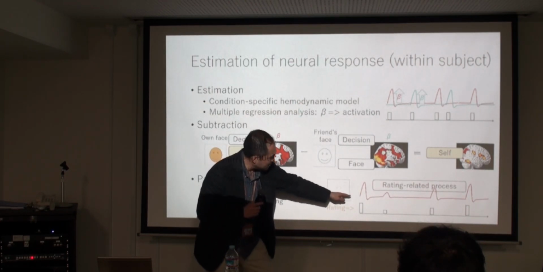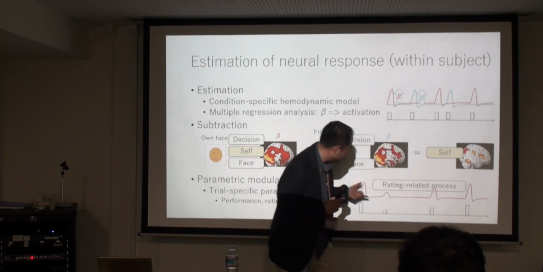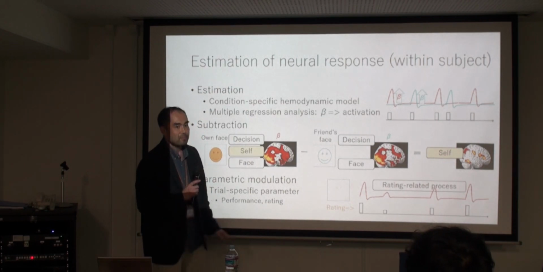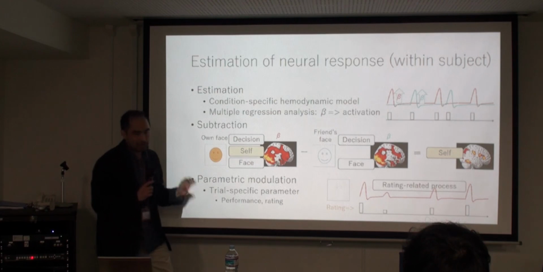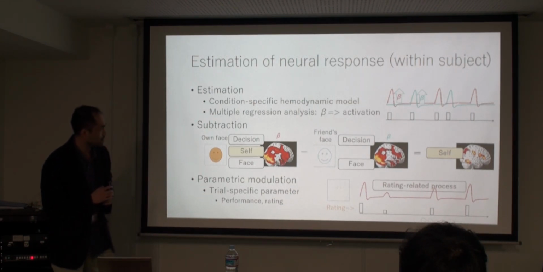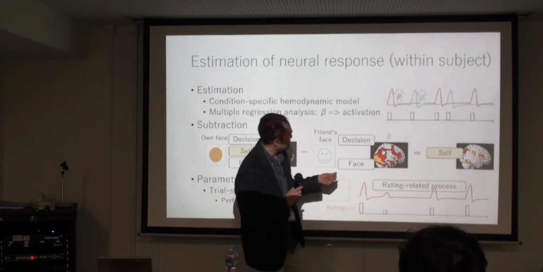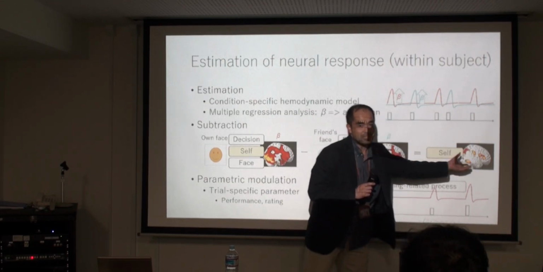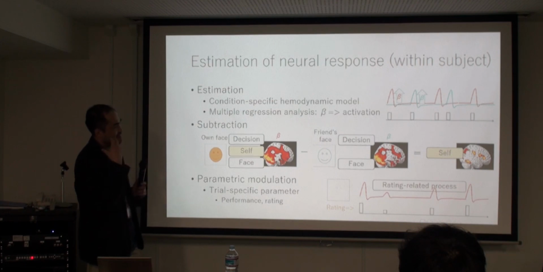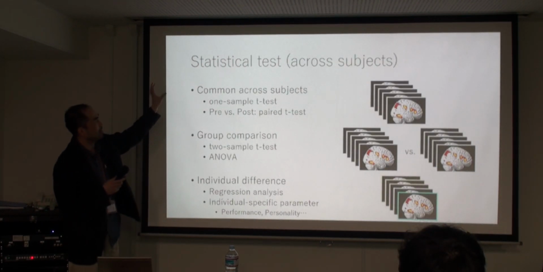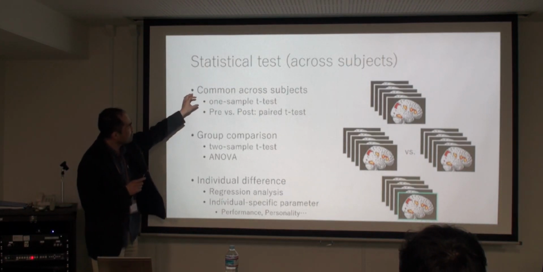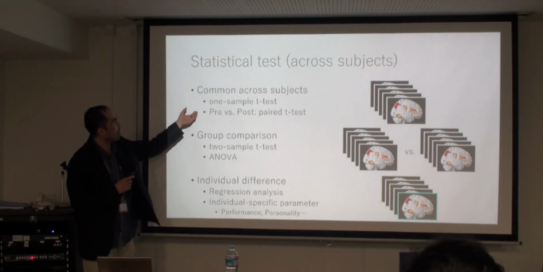So in this case, we can design this kind of hemodynamic response, where the height is correlated with the rating. Using this model as a regressor, we can identify the cortical areas whose activation is correlated with this rating. So this is another approach in within-subject analysis. We can obtain this kind of estimate of the activation in each subject using the subtraction or parametric approach. Then we bring this image into the second level analysis, that is the statistical test across subjects. The simplest approach is to look for common activation across subjects. Typically we use a one-sample t-test.